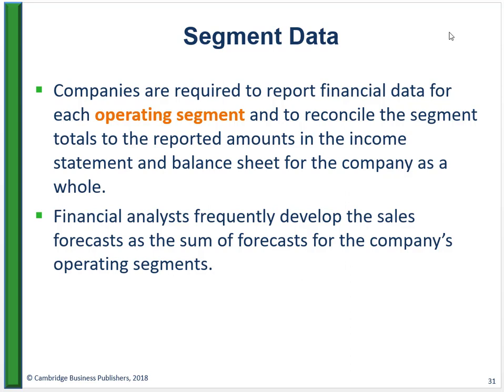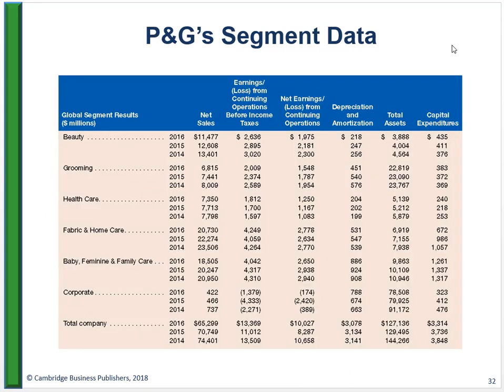Stanley, for example. And we can see some of that segment data and their forecasts on slide 32 here, where we take each of Procter & Gamble's segments, beauty, grooming, healthcare, so on and so forth, and we look at their net sales, earnings from continuing operations, net earnings, depreciation, total assets, and capital expenditures. Each of those can be forecasted, and for a company like Procter & Gamble, that can give you some insights into where exactly their growth is coming from, where exactly their margins and cash flows are coming from.